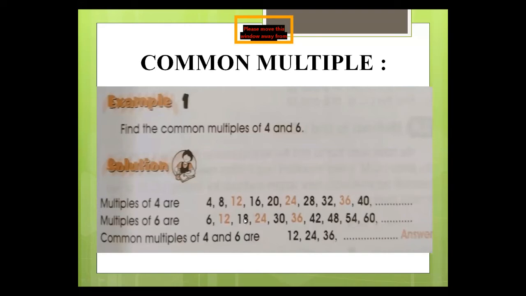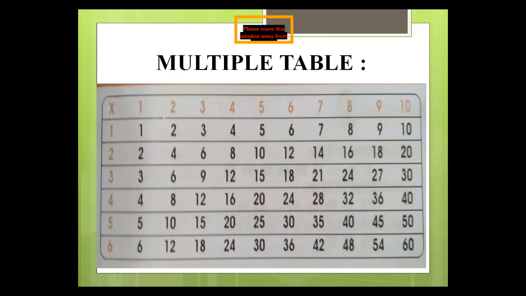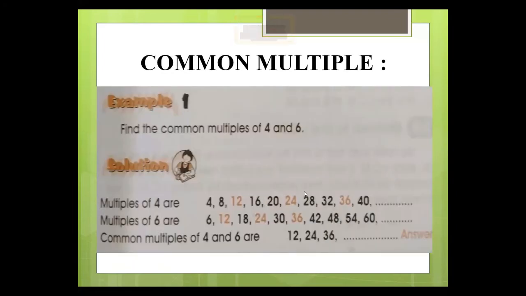If you want to find any multiple table, for example just for the 6th term, then you write it from here. So, if you find the multiples of 4 and 6, then you have to find the common ones between these multiples.